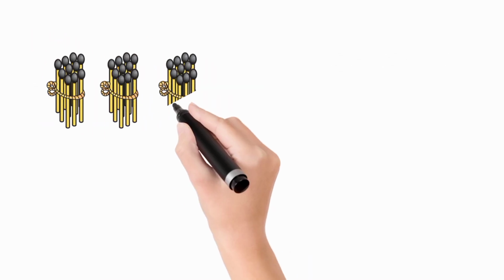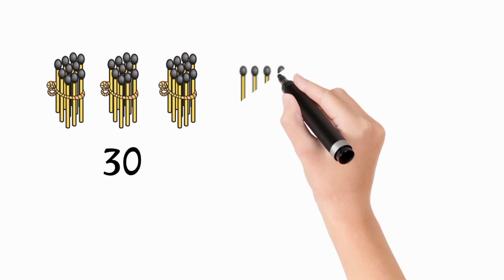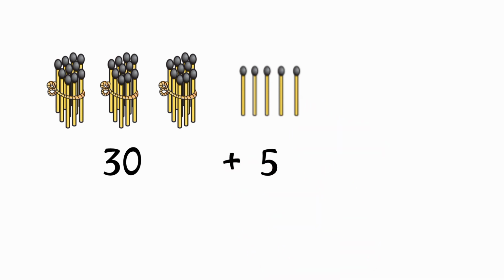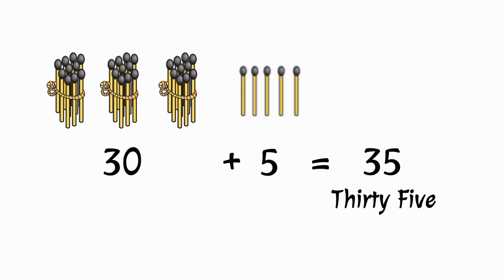We have 3 bundles which means 30 and 5 loose matchsticks. So 30 plus 5 is equal to 35. 3 tens and 5 ones, 35. इसे 35 कहते हैं.